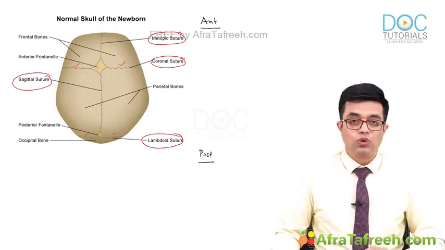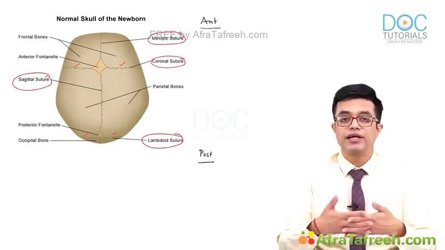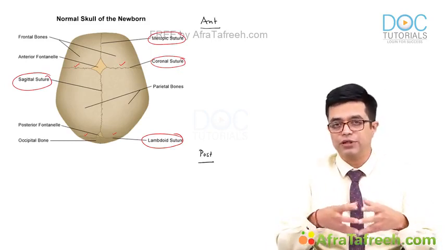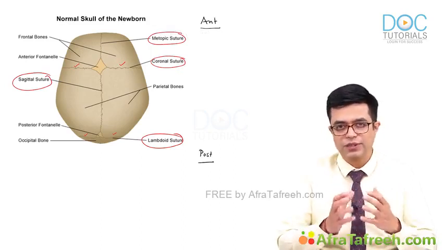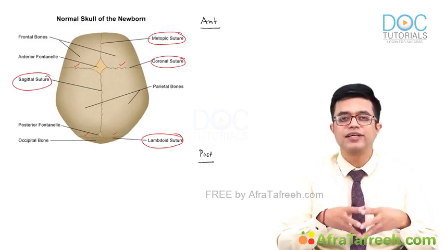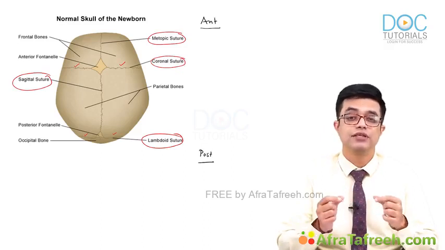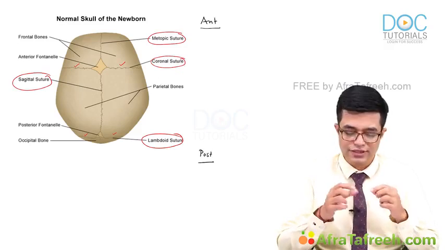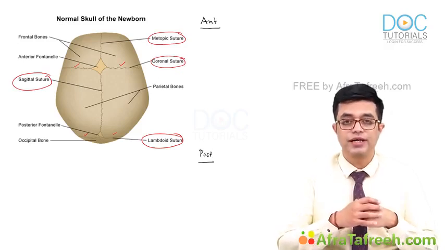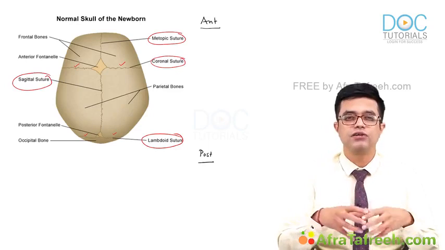Now the skull bones in a newborn are not tightly fused with one another. There are gaps in between. This is because the head size needs to increase and there should be space for the brain growth. This naturally results in certain places where the bones are deficient. The bones are not fusing with one another. Such places, if they are prominent, are called fontanelles. Fontanelles are kind of windows.